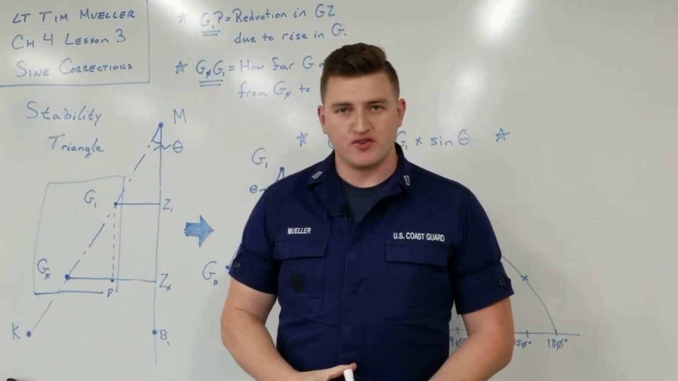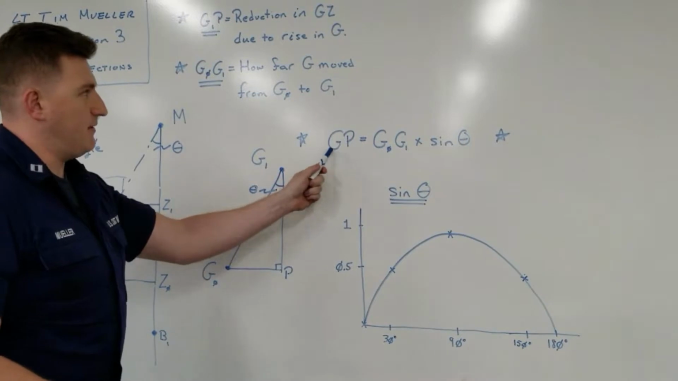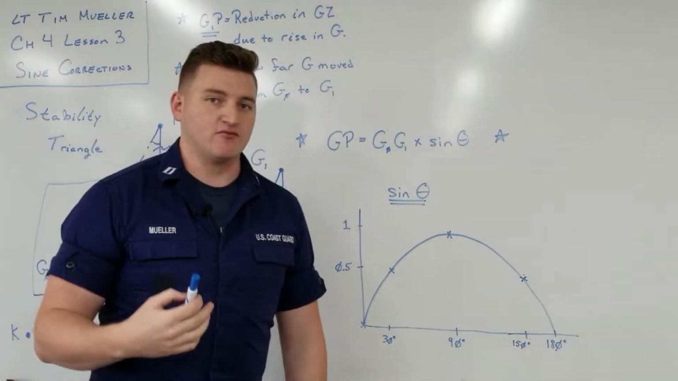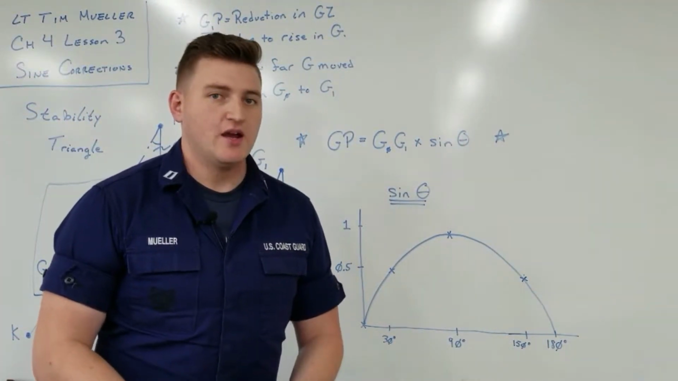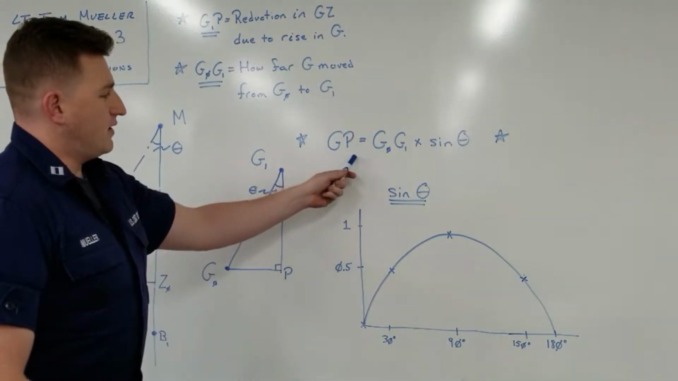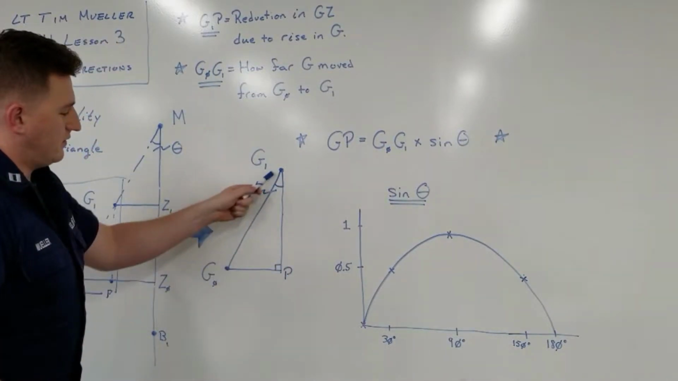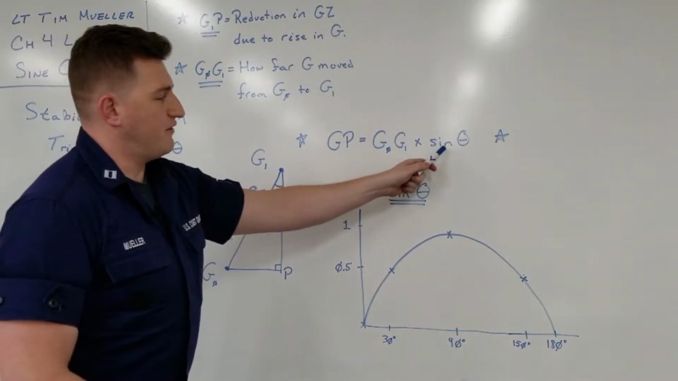So now, using trigonometry, we will get that this GP, being, remember, the reduction in the righting arm, the original righting arm, due to our vertical rise in G. GP equals G0G1, which is the hypotenuse here, times the sine of theta.